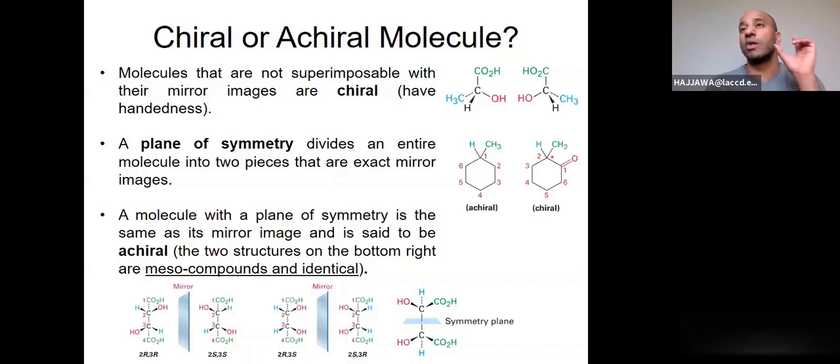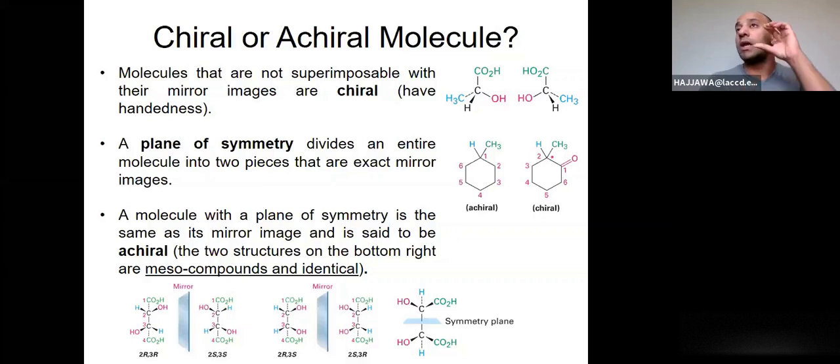And not just that, there is a term that we usually associate this phenomenon with, meso compounds. Meso compounds are usually compounds that have chiral centers. Looking at the 2 compounds, you would think they are a pair of enantiomers, but because of the plane of symmetry, that makes the pair of enantiomers now meso compounds: achiral, identical. Achiral, identical. That's very important to keep in mind.